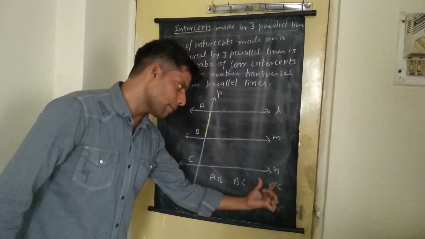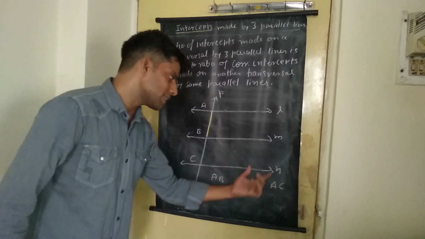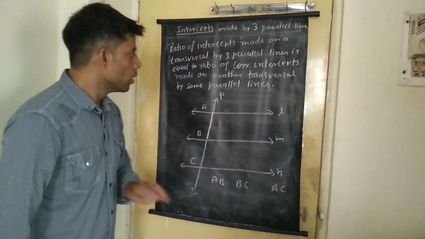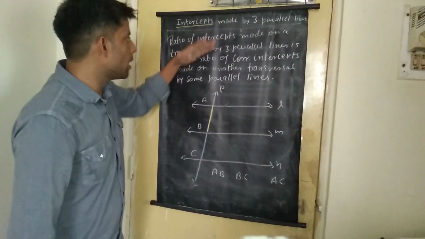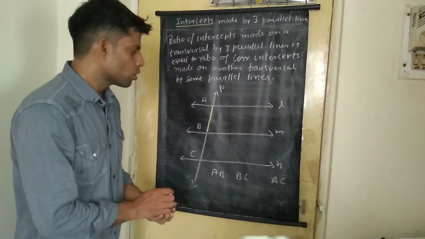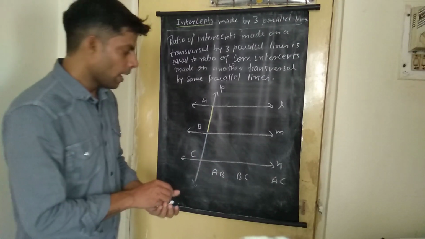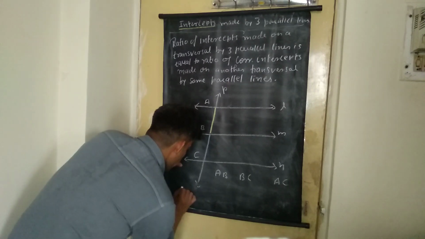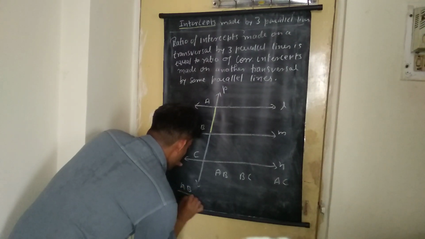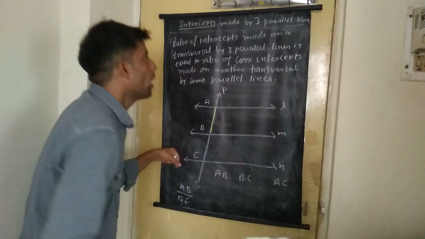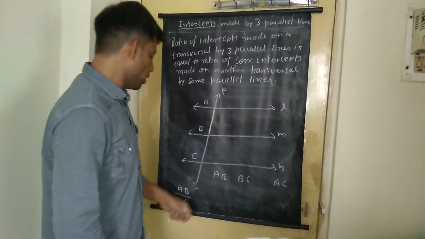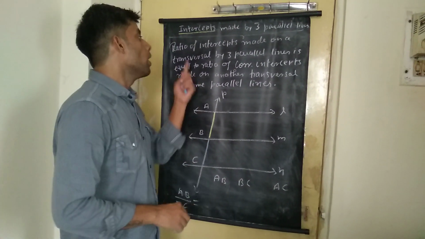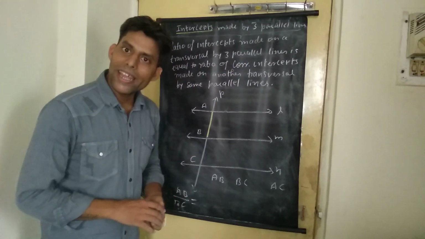You can form the ratio considering AB upon BC. You can take BC upon AC. You can take AC upon BC. You can take AC upon AB. There are so many possibilities. So the ratio of intercept made on a transversal. So first we need to take any one pair, and here I am considering AB upon BC. So AB upon BC is equal to, so this ratio of intercept will be equal to ratio of corresponding intercept.